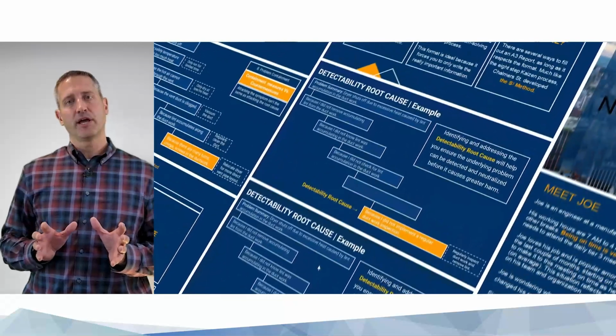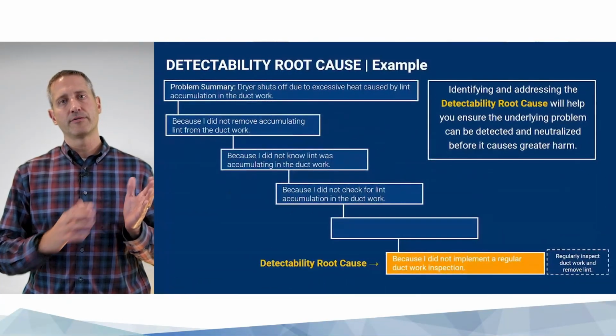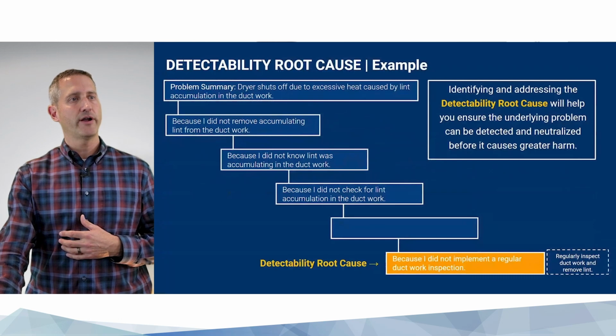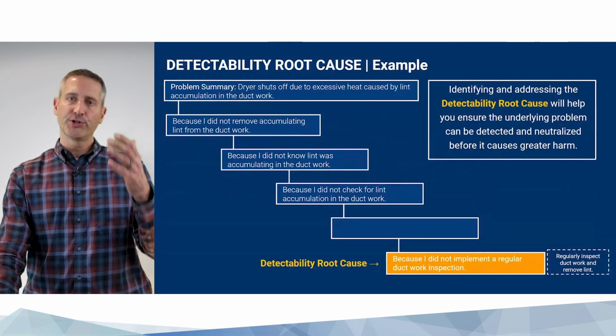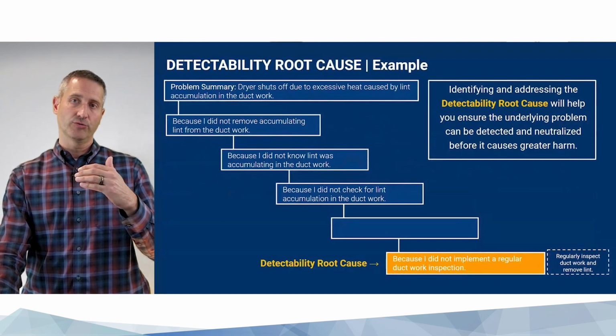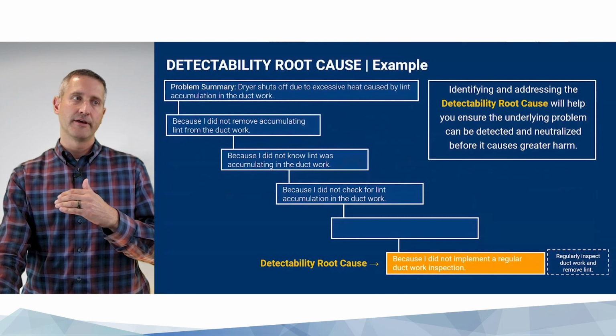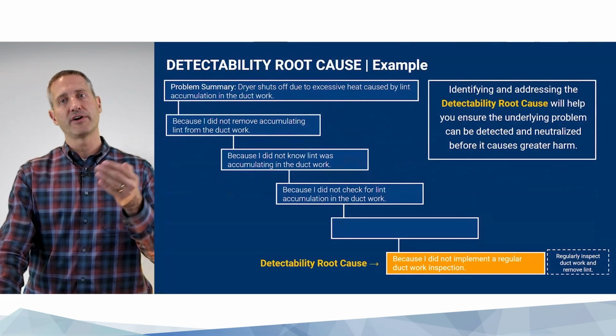So here's our example again, and you'll note at the start, we're beginning with the dryer shuts off due to excessive heat caused by lint accumulation in the ductwork. So we've really looked at the bottom of our technical root cause, the bottom of that 5 whys, and we've used that as the start of our detection root cause analysis, because now we're looking for something more systemic. And so here we're going to go, oh, well, the dryer shuts off due to excessive heat caused by lint accumulation. Well, why was there lint accumulation? Because I did not remove the accumulating lint.